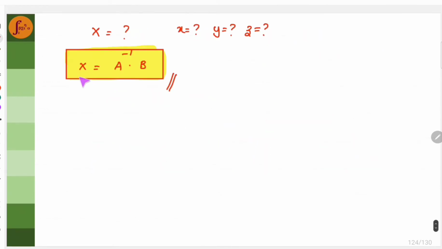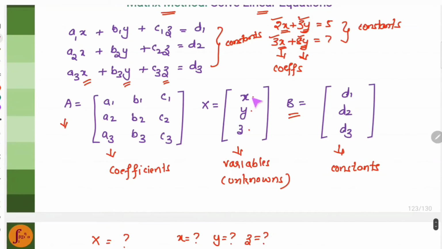The formula for finding the values of x, y, and z is this one. Matrix X is equal to A inverse into B. So we'll have to find A inverse, multiply it with the B matrix, and then you'll get the X matrix. You'll get another matrix which will have values for x, y, z.